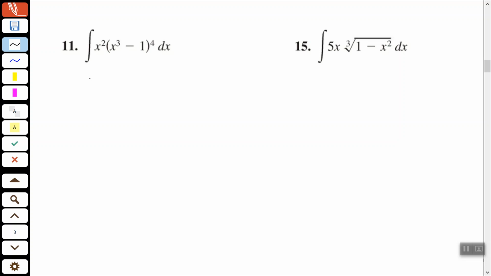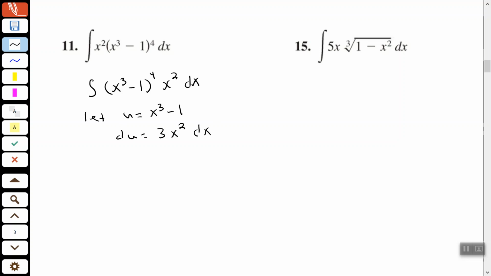So the first thing I would like to do is to move this x squared by the dx. So we have x to the third minus 1 to the fourth power times x squared dx, since we're using the u du substitution. And now we want to let u equal the most complex part, which is the x to the third minus 1. And we're looking for du, or some form of du, to equal x squared dx. All right, so right now du equals 3x squared dx.